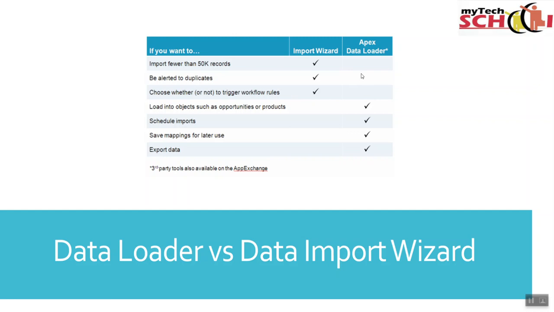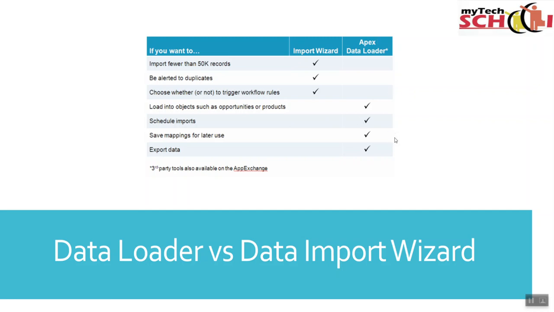And Data Loader also uses the Salesforce ID. So there is no duplicate alert here. So if I have two accounts that are called abc.com, it's going to get uploaded in there. However, with Data Loader, you can do a lot more. You can load records into objects like opportunities and products, whereas Import Wizard can do accounts, leads, contacts, as well as custom objects.